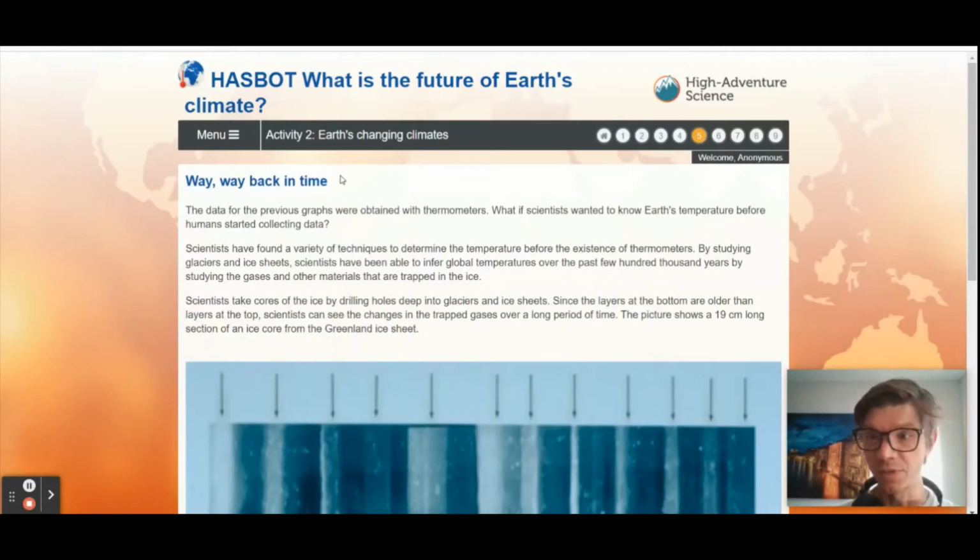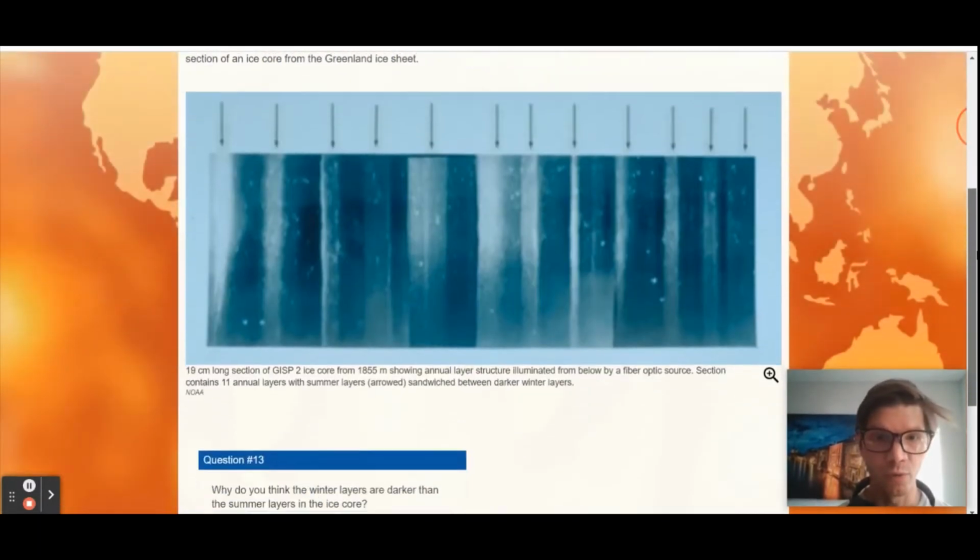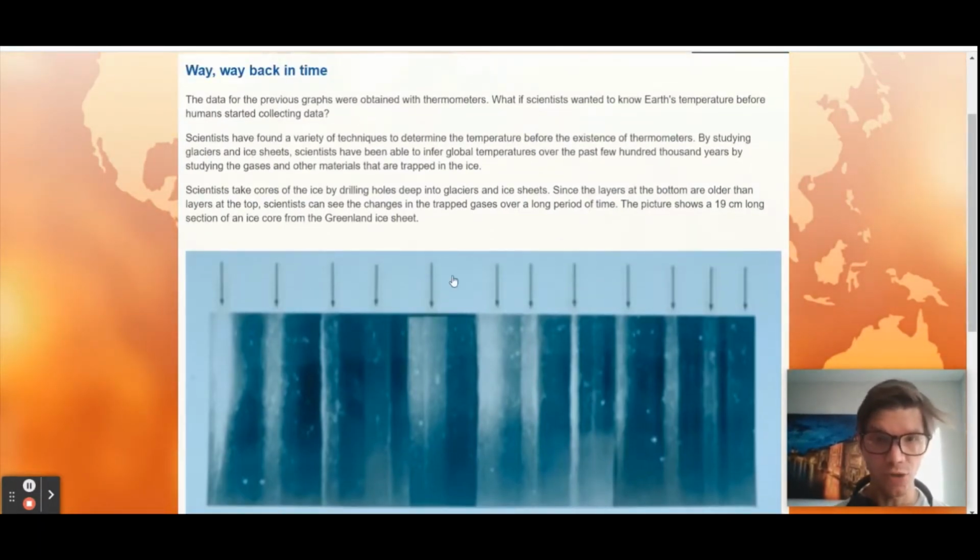Way back in time. So in the previous sections, we were working with data that was collected by scientists that were using instruments and just collecting data and recording it. But we can use ice core samples that will give us data about the Earth's atmosphere and the environment from times before humans were even walking on the Earth. So go ahead and read this introduction.